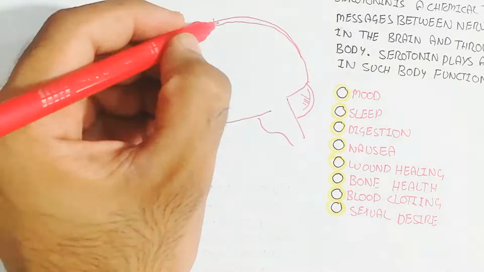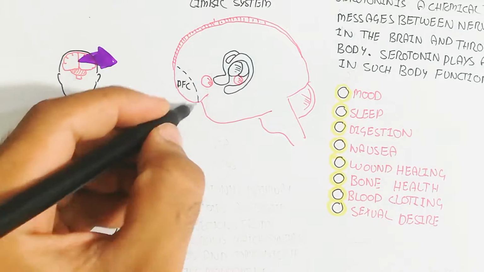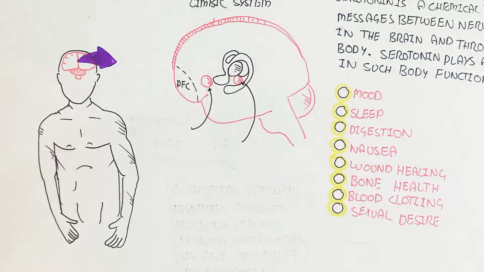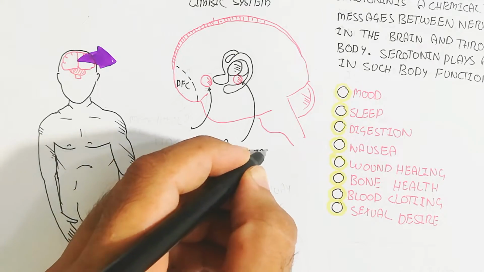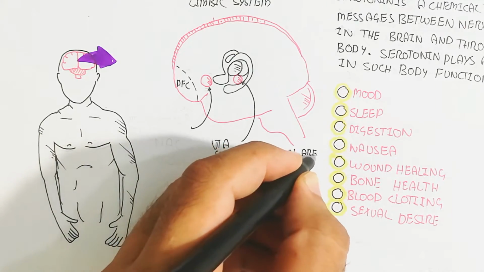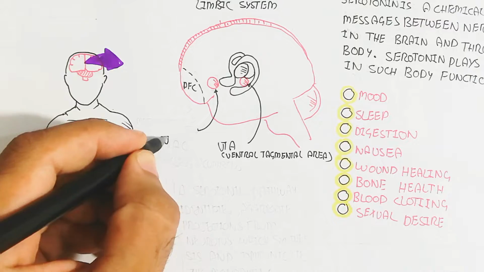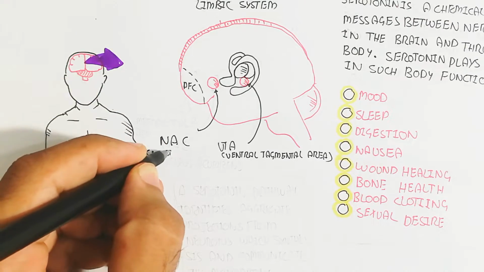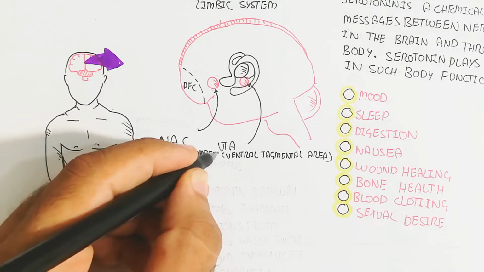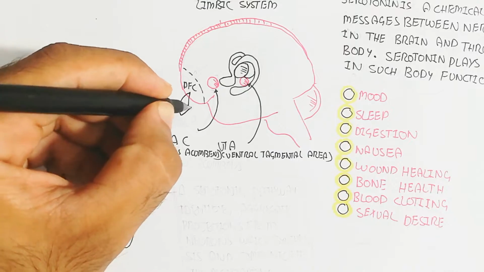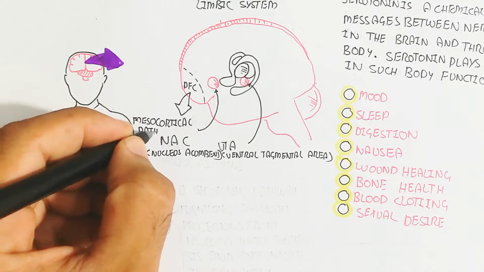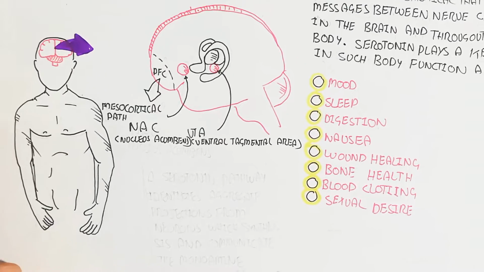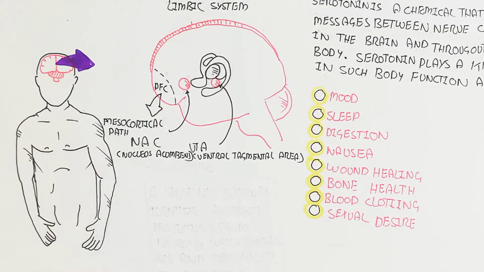So here is the person, which contains the brain. Let's begin to understand the sagittal cross section of the brain, which contains the limbic system. The limbic system contains the VTA, the ventral tegmental area. We will just understand an overview of the function. So here is the nucleus accumbens, and this is the prefrontal cortex, which is involved in the production of serotonin as a function in the brain.